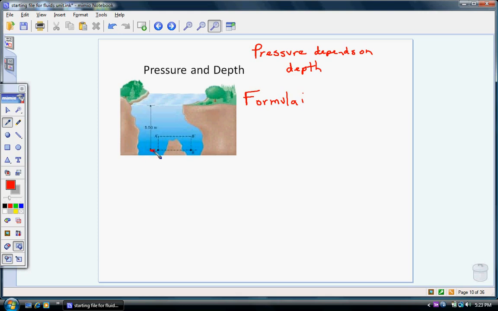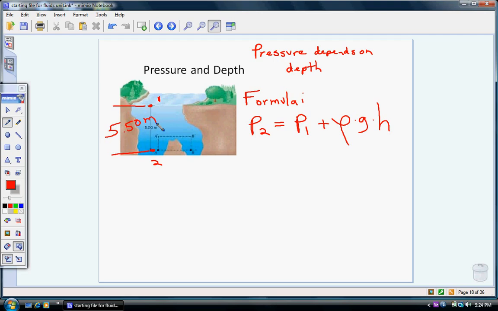Say you have a point down below, yes? I'm going to call this down here point 2. And let's say you're comparing that to this point up here on the surface of the water, point 1. Well, the pressure at the lower point turns out to be equal to the pressure at the higher point plus the density of the fluid, in this case water, times the acceleration due to gravity, times h, where h is the depth that you're at. And in this problem here, you're at 5.50 meters.